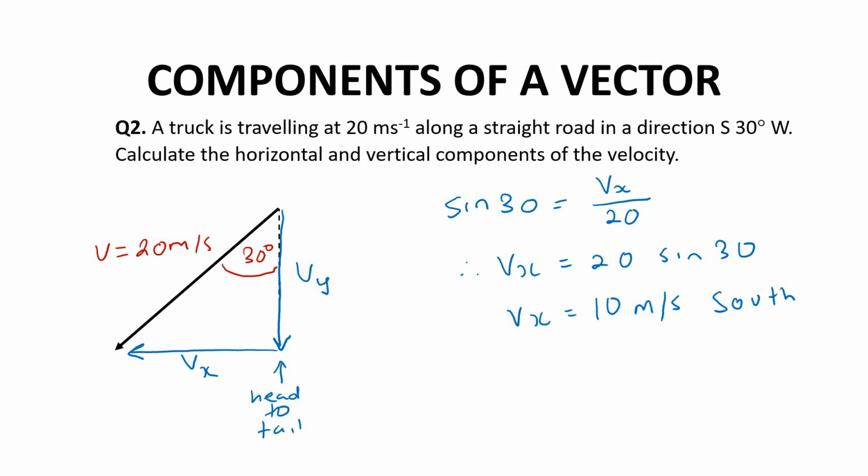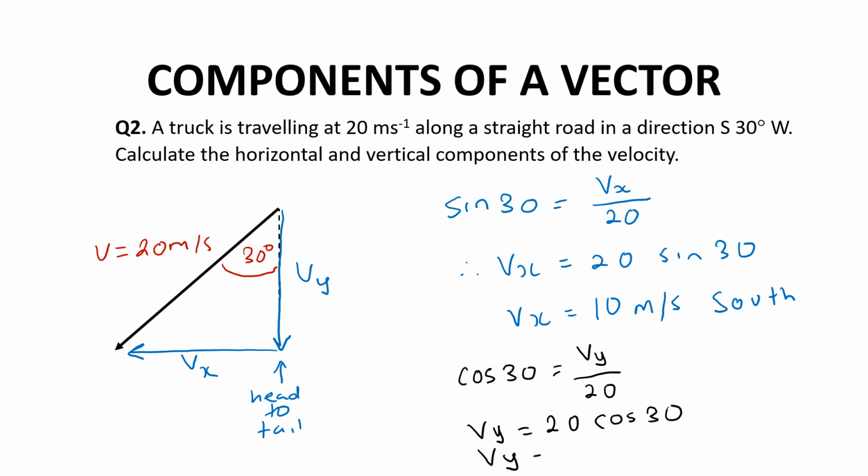And now let's find the value of Vy. So we can use the cos ratio because we know the hypotenuse and we want to find the adjacent side. So therefore, cos 30 equals adjacent over hypotenuse. Adjacent is equal to Vy in this case, and hypotenuse is 20. So now we need to find the unknown Vy. So we can multiply both sides by 20. Vy will equal 20 times cos 30, and 20 cos 30 is equal to 17.32.